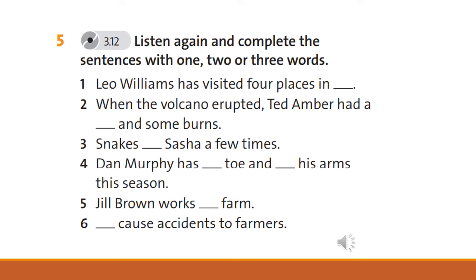It's fishermen and farmers who have most accidents because they operate dangerous machines. Hmm. And of those two jobs, which is worst? Well, looking at the numbers, fishing is the most dangerous job. They've got machinery, and there's also the problem of the weather at sea. In Alaska, I went out with a fisherman called Dan Murphy. And how was it? In the Arctic in winter, it's cold, dark, and very dangerous. This season, Dan has broken his toe and cut his arms.